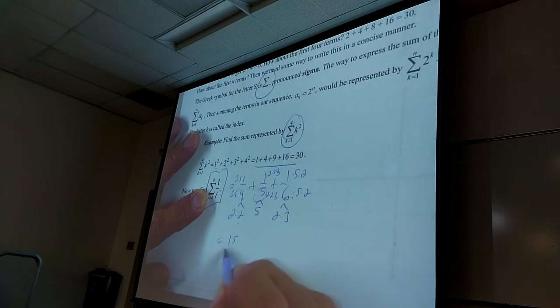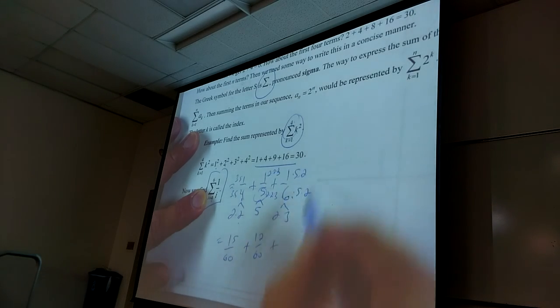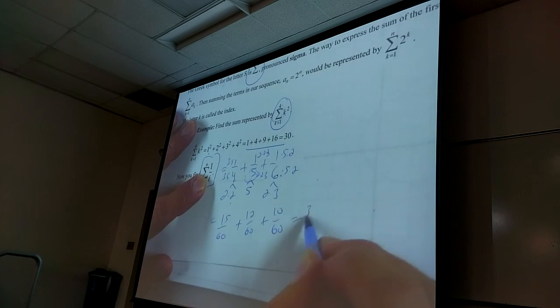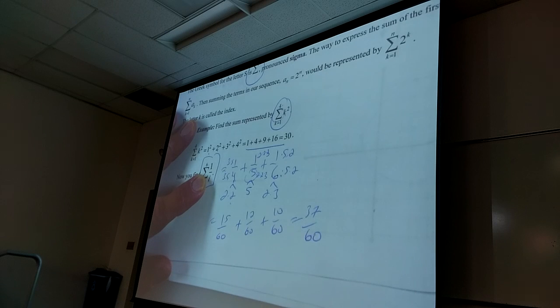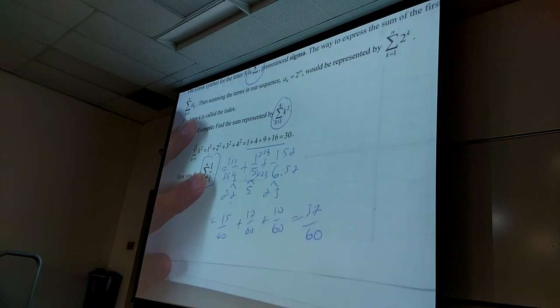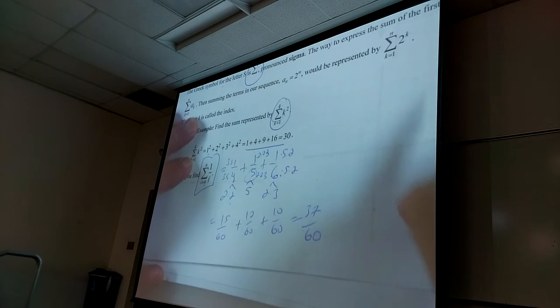So I get 15 60ths plus 12 60ths plus 10 60ths is 37 60ths. So someday people will stop cringing just because there's fractions in a problem. Someday.